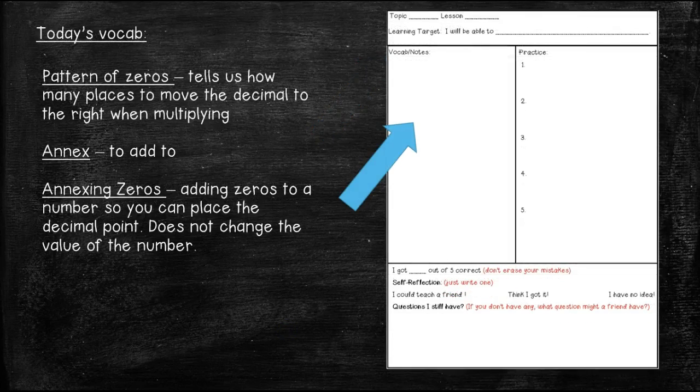Our first one is pattern of zeros. This tells us how many places to move the decimal to the right when multiplying. Our next word is annex. That means to add to. And our last word is annexing zeros, adding zeros to a number so you can place the decimal point. This does not change the value of the number. Go ahead and pause the video so you can write all of your vocabulary in under your notes section.